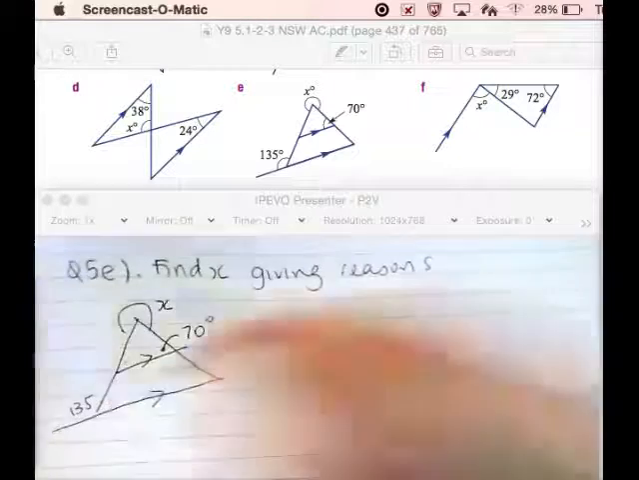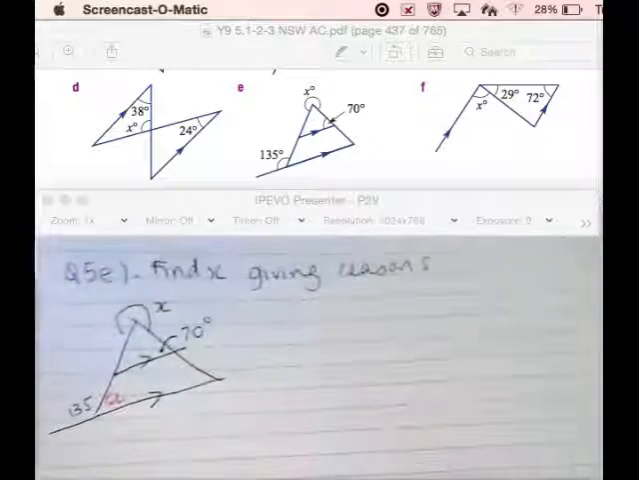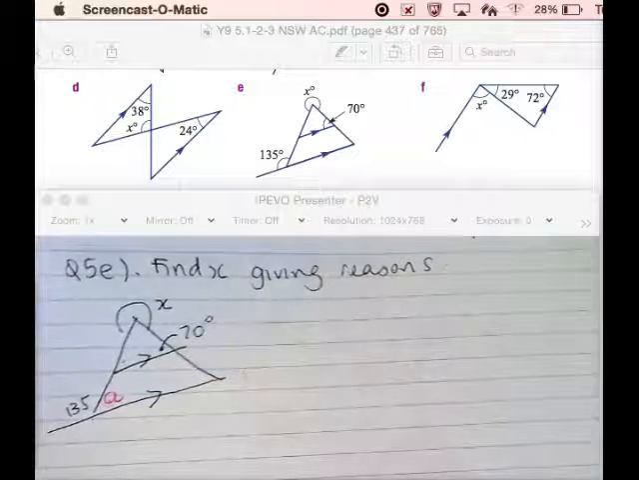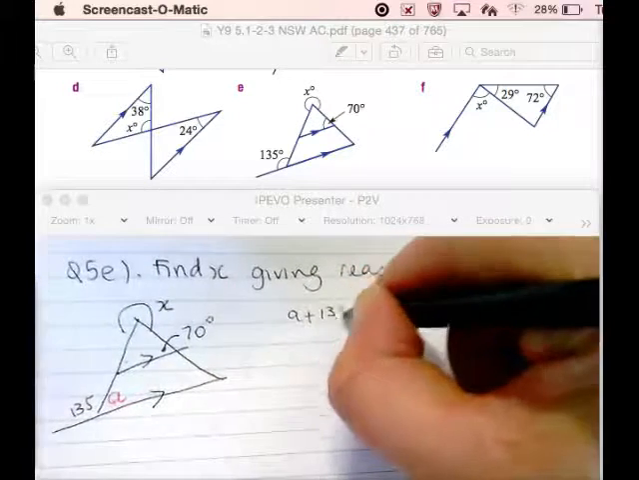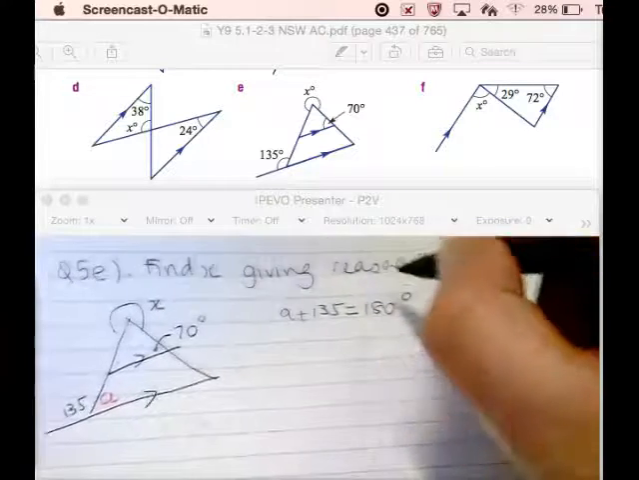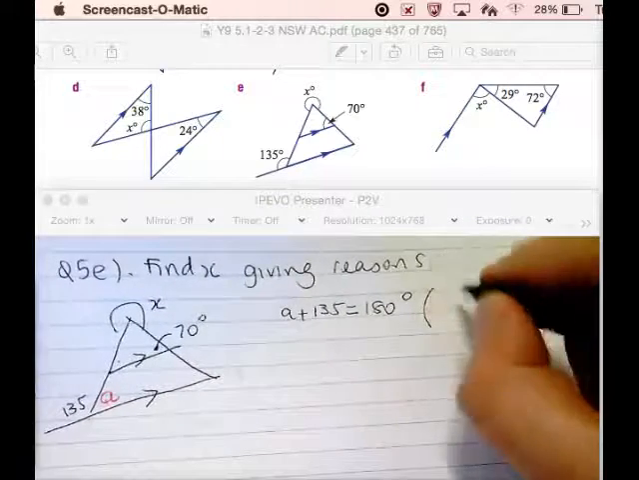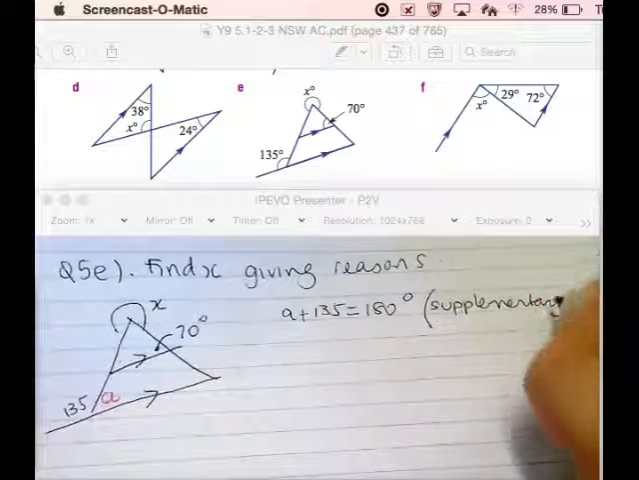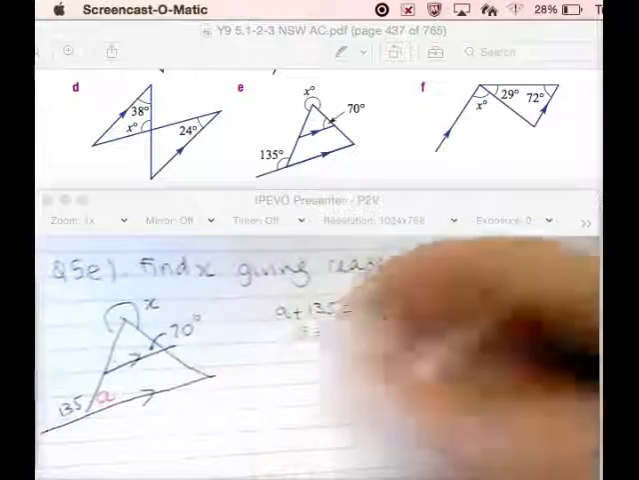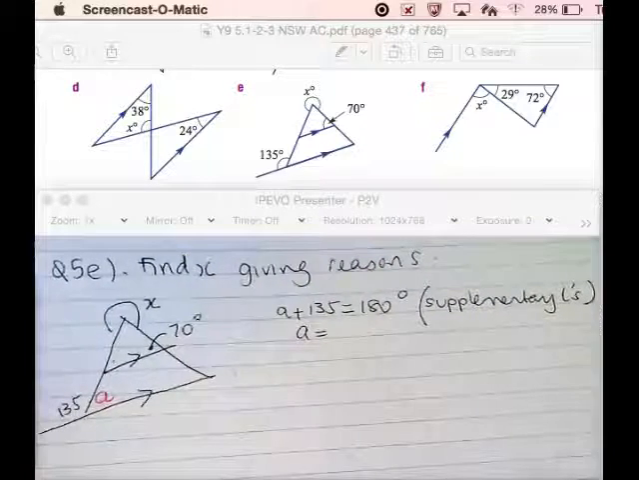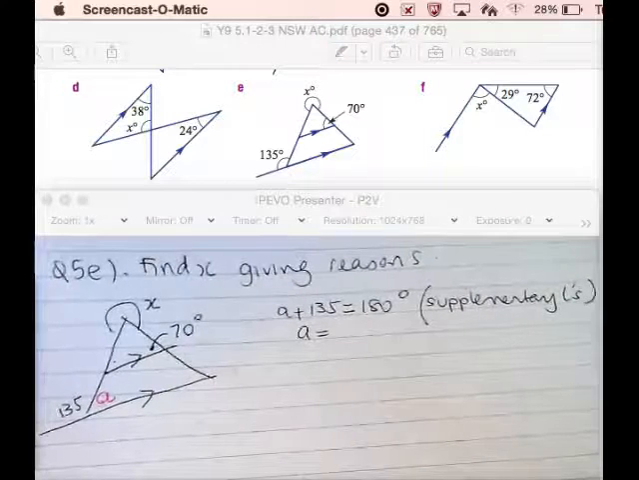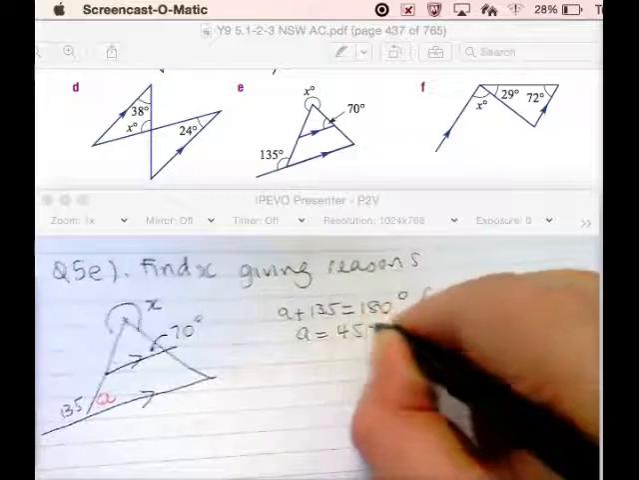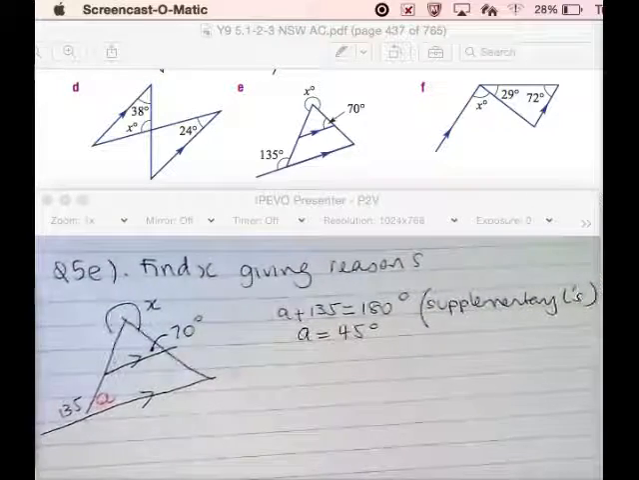Do you want to find this one? All right, I'm going to call this one little a. Okay, how do I find that? So I go a plus 135 equals 180. Reason? Supplementary or angles on a straight line. I'm going to use supplementary angles. So therefore a is, you don't have to write 180 minus 135. Just tell me the value of a. What is it? It's 45. Good.